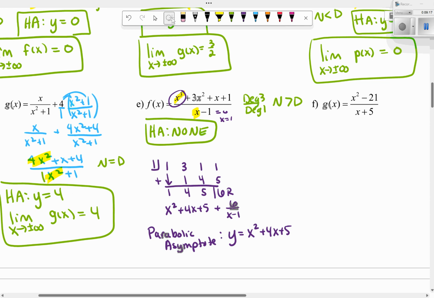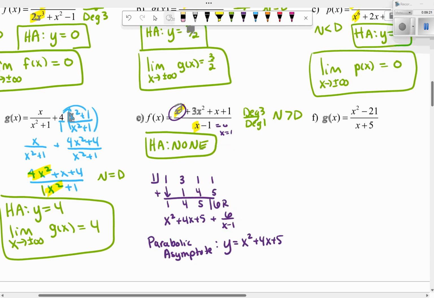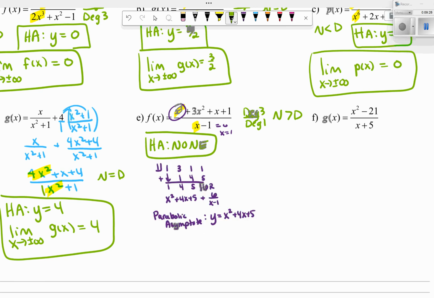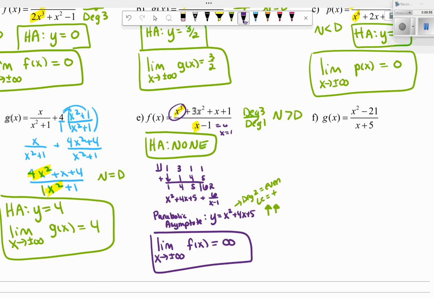And I'm going to make this a little bit smaller so I have more room to write the end behavior then. So then for the end behavior, we have to think about what we learned in our polynomial unit. So this is a degree of 2, which is even, and the leading coefficient is positive. So even positive means both ends are going to go up for the end behavior. So that means that the limit as x approaches either plus or minus infinity for f of x, the function, is going towards positive infinity. So this would be the end behavior.